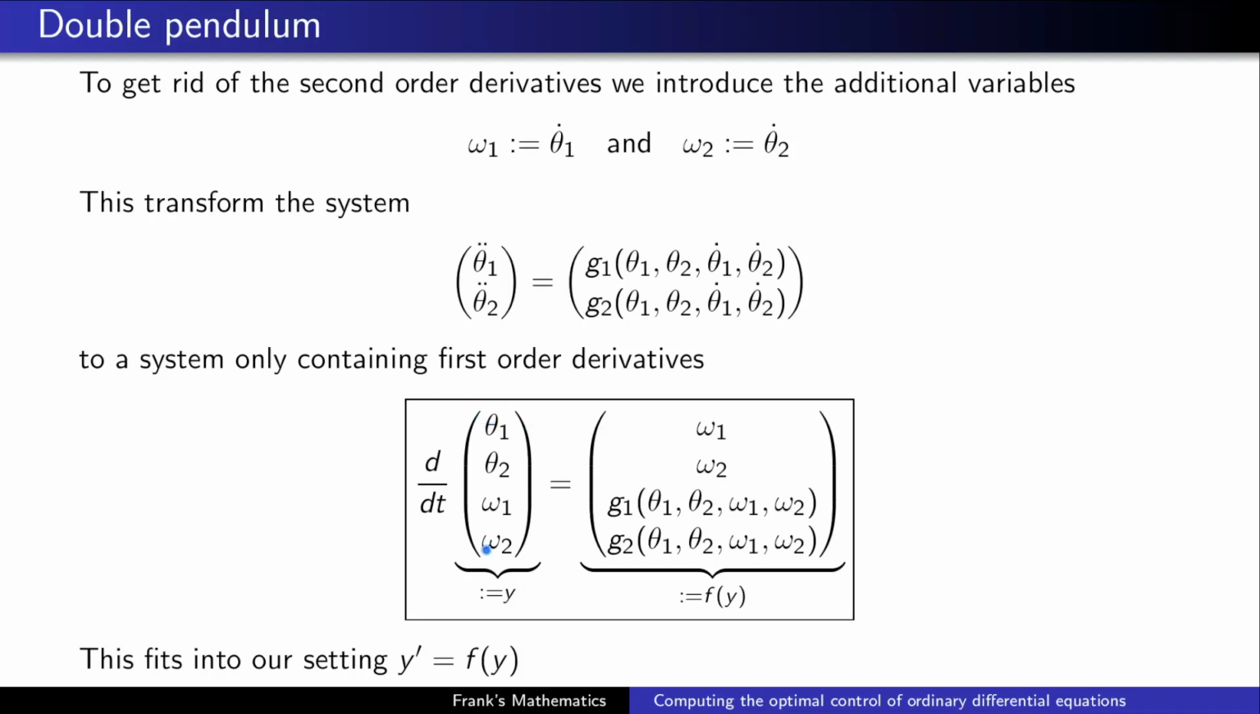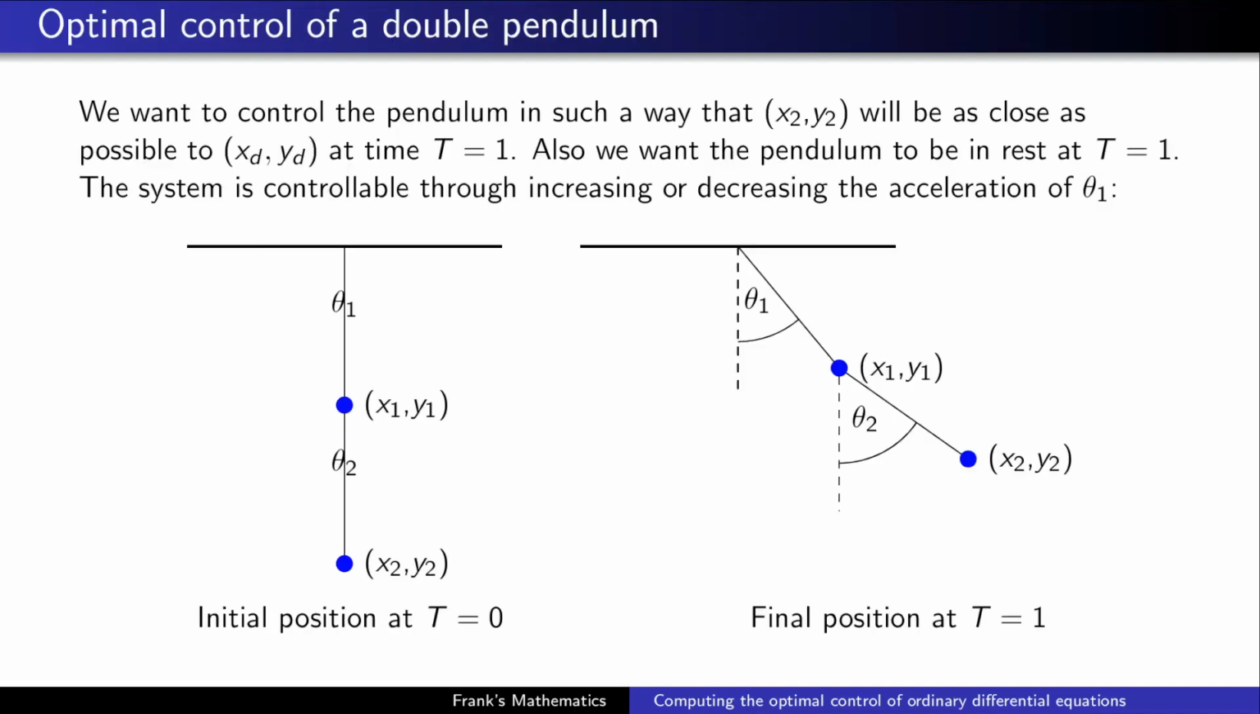So this vector here, theta 1, theta 2, omega 1, omega 2, is now our state variable. This is denoted by y. And on the right hand side, we end up with whatever ends up on the right hand side. This is called f of y. So this is the right hand side of our ODE, and you can see it here. So now we are able to start our optimization. But before we can start computing, we have to talk about what is the thing we want to control. And the second question is, how can we control the system? Let's start with the second question.